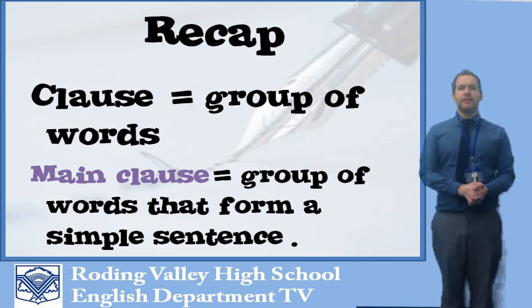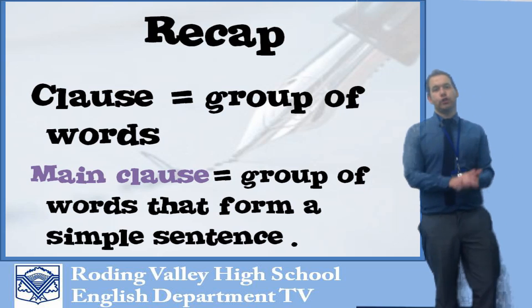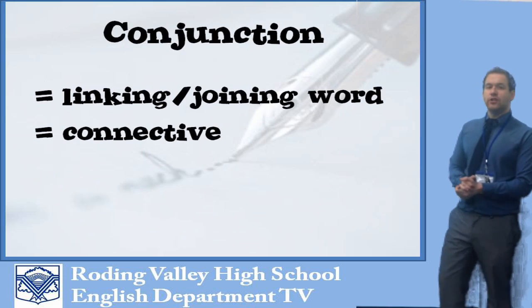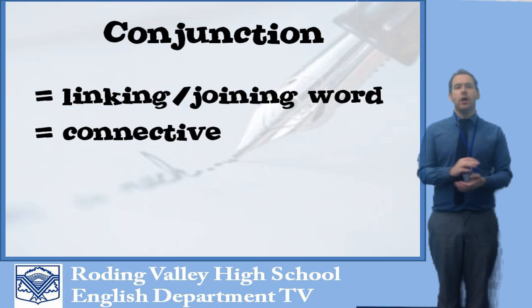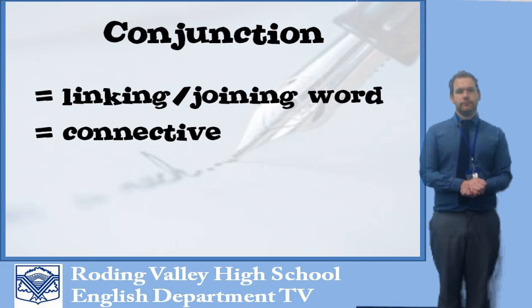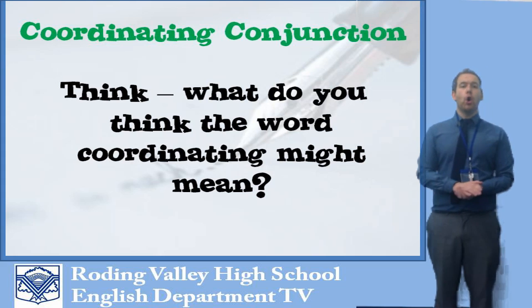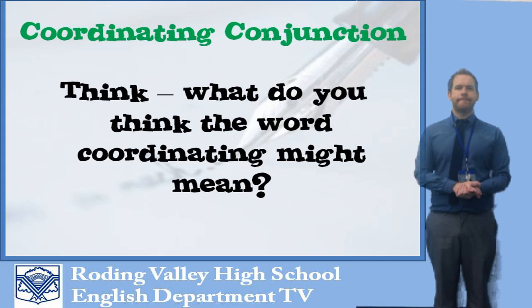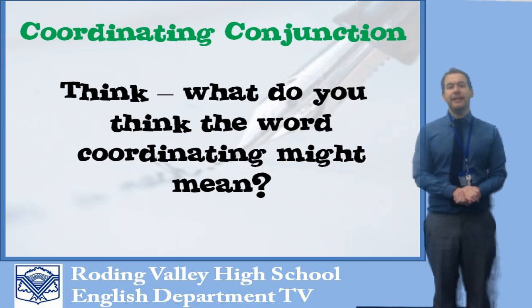Before we move on to compound sentences, we need to know one more thing. What is a conjunction? Again, it's another term that sounds harder than it is. It's simply a joining or linking word. You may already be familiar with them, but I've learned them as connectives. The type of conjunction used in a compound sentence is called a coordinating conjunction. Think, what might the word coordinating mean? And what does it mean for a linking word to be coordinating?